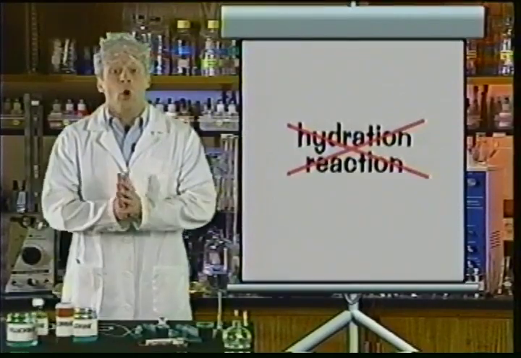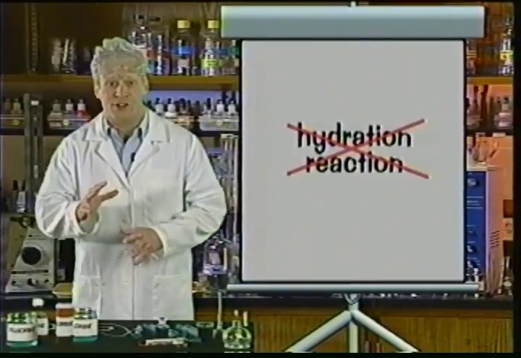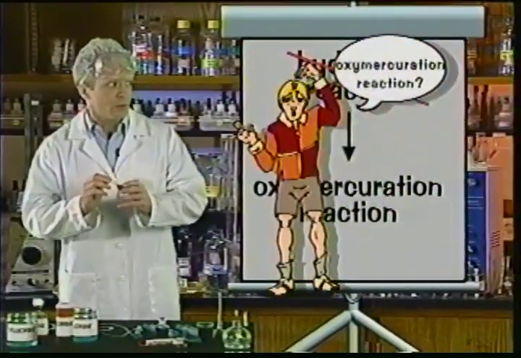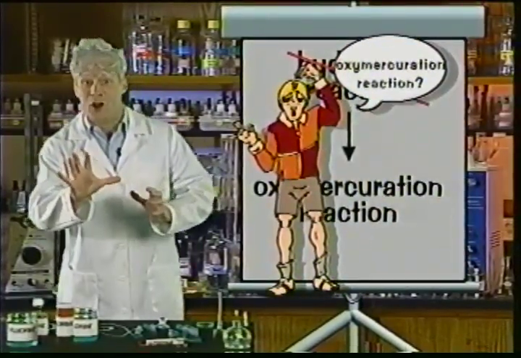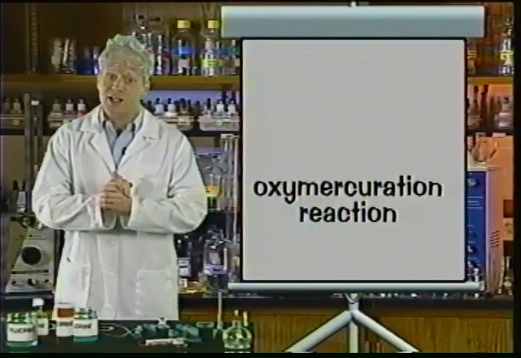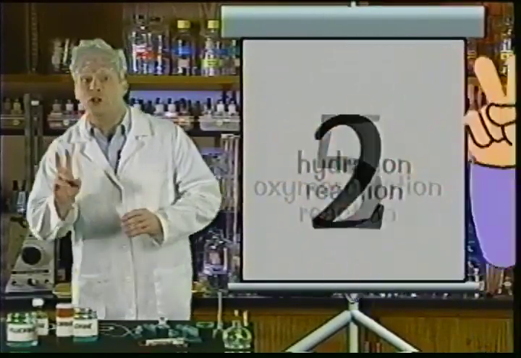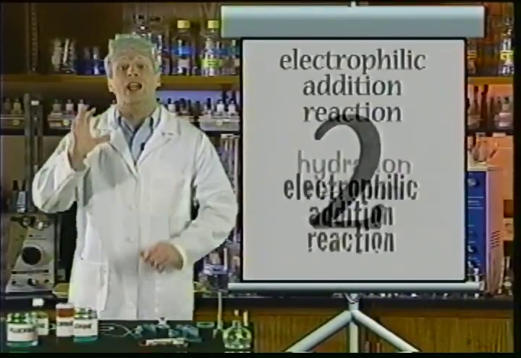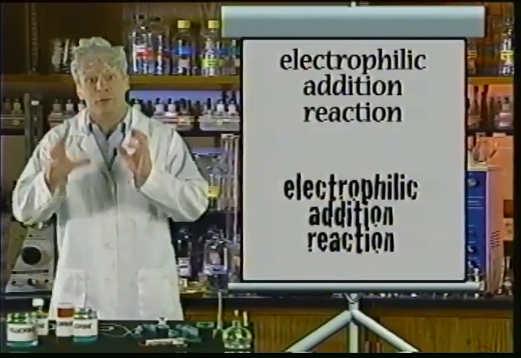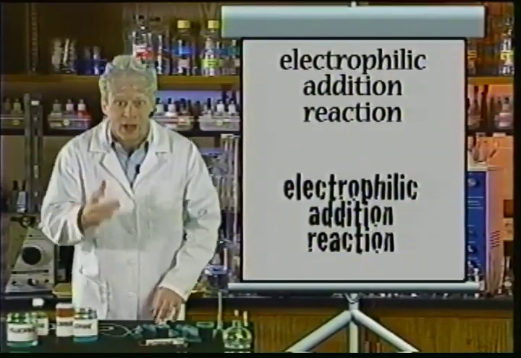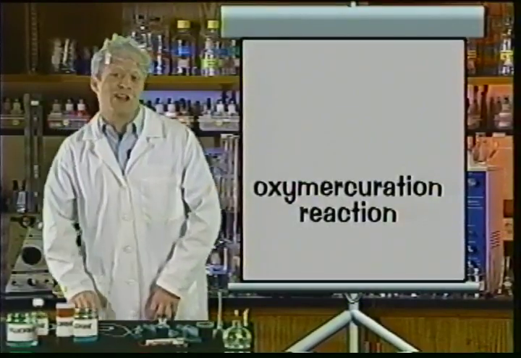So instead, organic chemists came up with a different type of reaction called an oxymercuration reaction. But we're not ready to talk about that reaction yet. That's reaction number 5, and we're only at reaction number 2. We need to look at a couple more types of electrophilic addition reactions before we can really understand what's going on in an oxymercuration reaction.